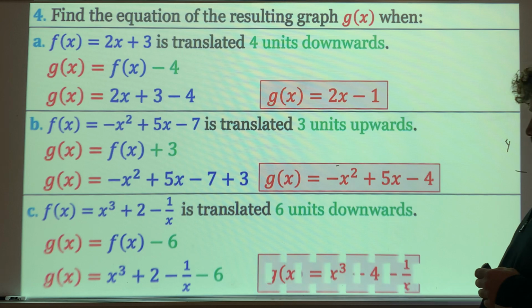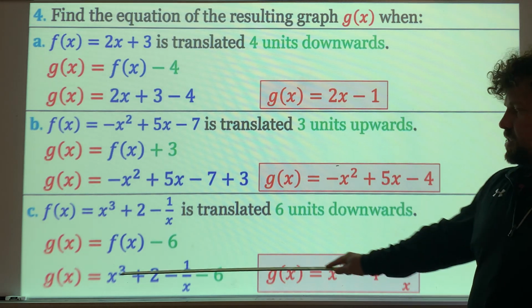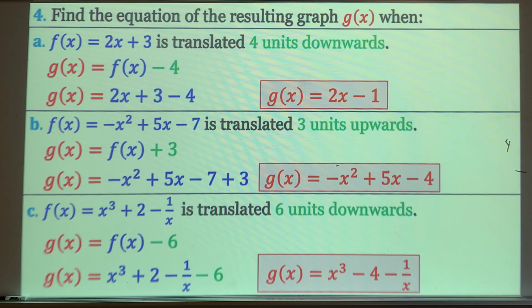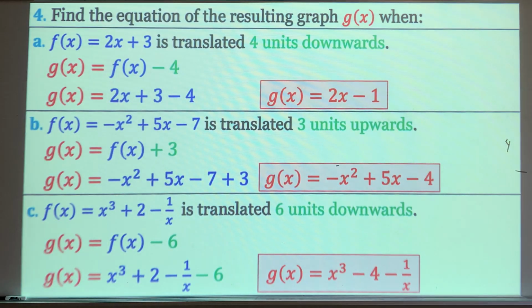2 minus 6 is negative 4. g of x equals x cubed minus 4 minus 1 over x. Notice these do not change because there's nothing to combine them with. I told you, the setup was going to take all the time. The rest of this stuff, pretty easy. Okay.